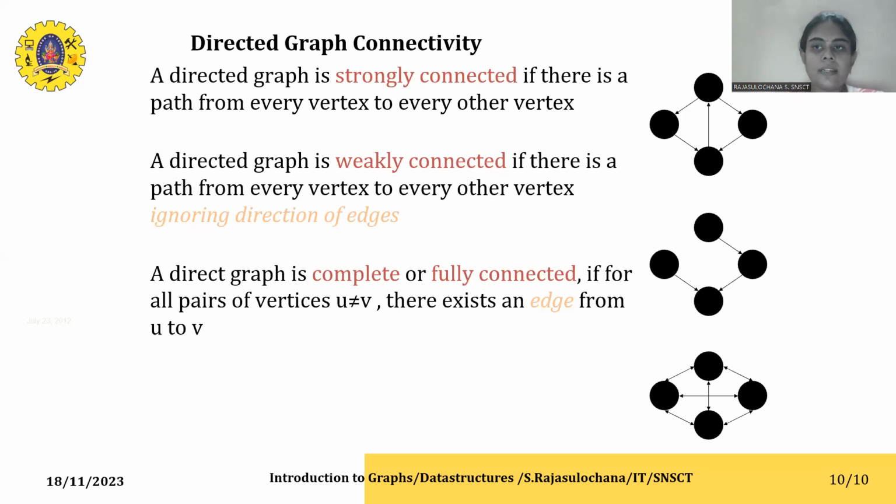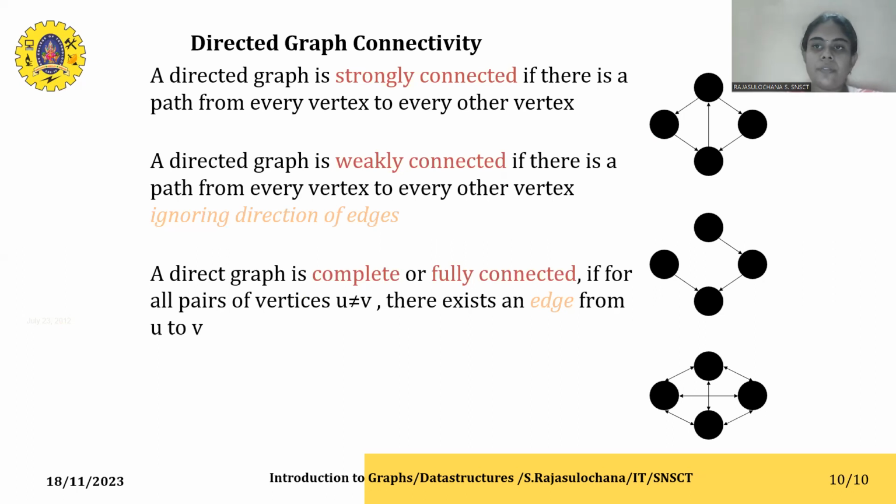So strongly connected or weakly connected is discussed with respect to the path, whereas a complete graph is discussed with respect to the edges it has. If there is a path from every vertex to every other vertex, the graph is said to be strongly connected. Else it is said to be weakly connected. On the other hand, if there is an edge between every pair of vertices, then the directed graph is said to be complete or fully connected. Same as the case we have discussed with undirected graph.